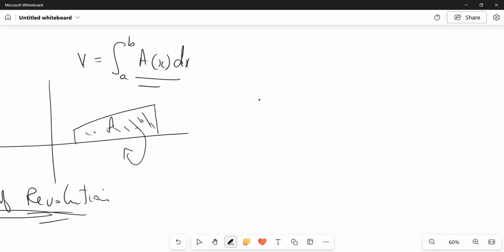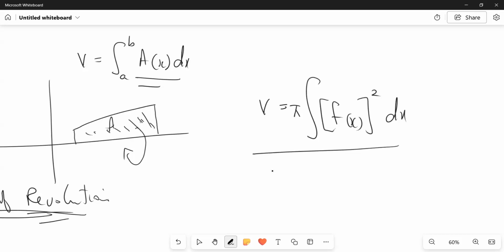So the volume, and I'm going to give it to you like this, the volume is going to be equal to pi times the integral of f(x) squared dx, right? Sometimes you see it like that. If you revolve this area around the x-axis, this is your volume. Written another way, you see it like this: pi times the integral of y squared dx, right? See that? Some write f(x), some use y.